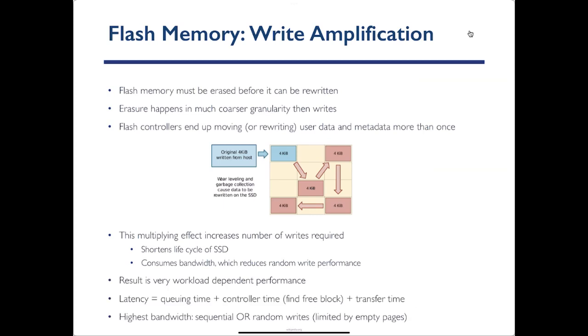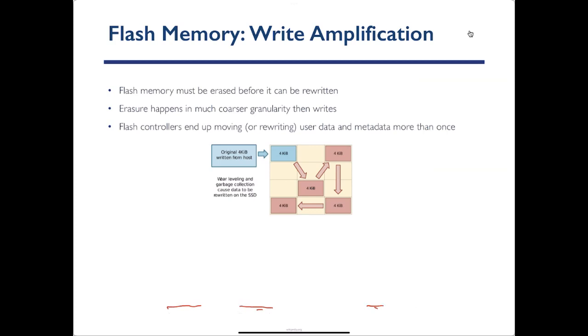Now, in essence, the latency is basically your queue time, your control time, the controller time. Here, you might actually have to find a free block. You might end up doing a garbage collection, and so on and so forth. And then eventually your transfer time. Similar to reads, it doesn't really matter if you're writing sequentially or in a random place.